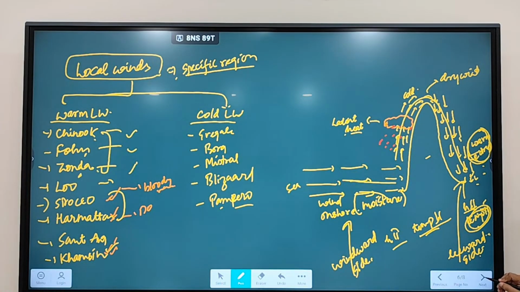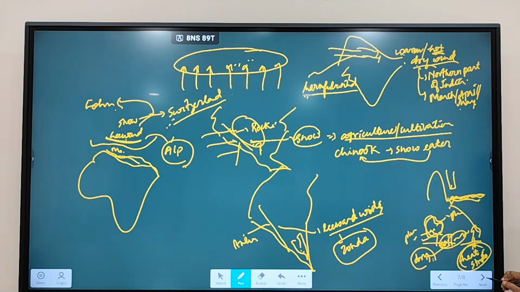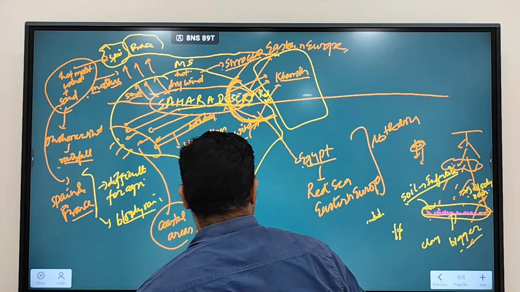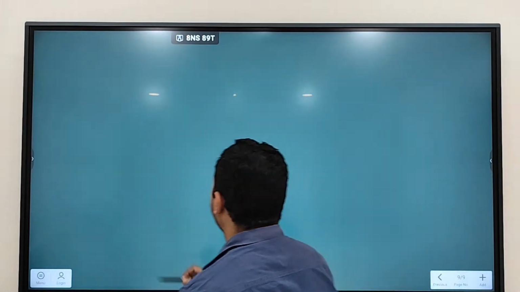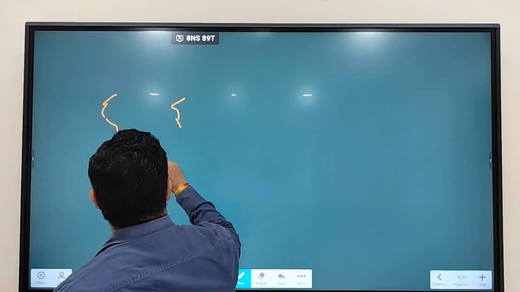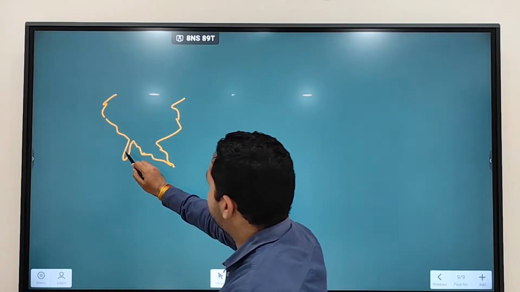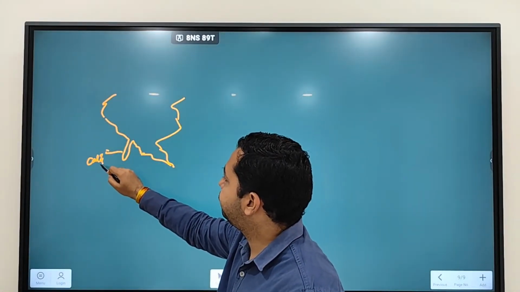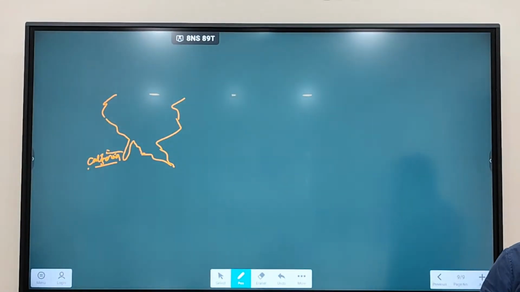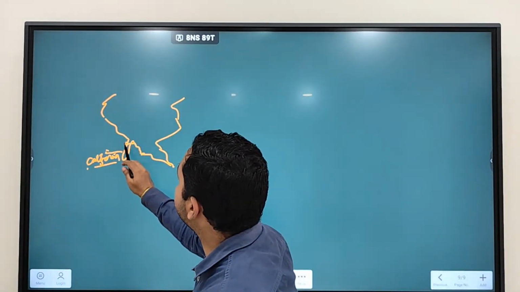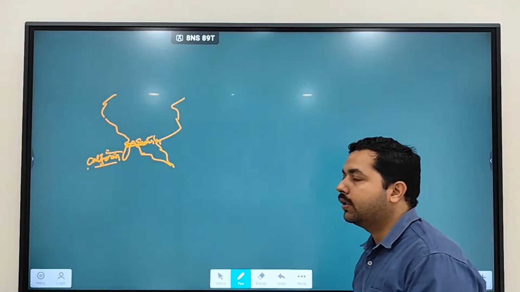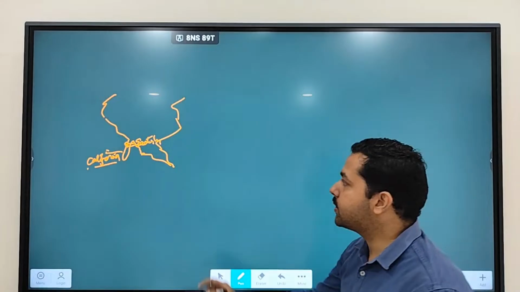Santa Ana is a wind that you find in the California region. It is blowing in the California region. So North America is here, and you'll find it like this. This part is referred to as which region? California region. Now this wind is blowing towards an easterly direction, like this. It is called the Santa Ana wind.